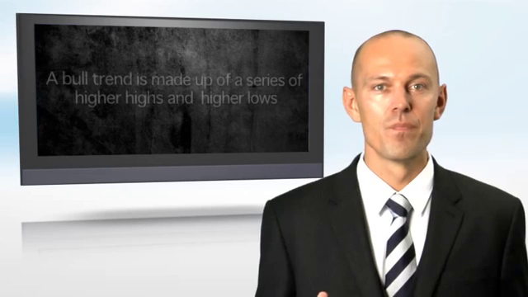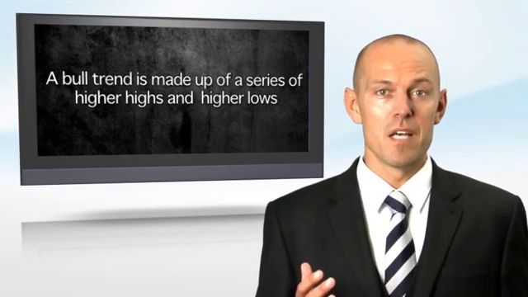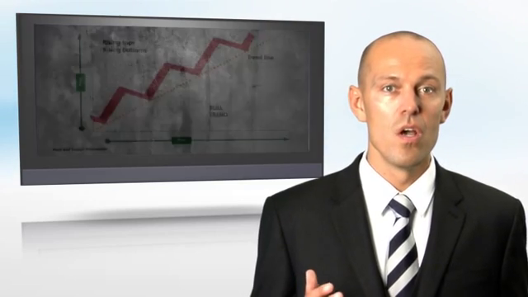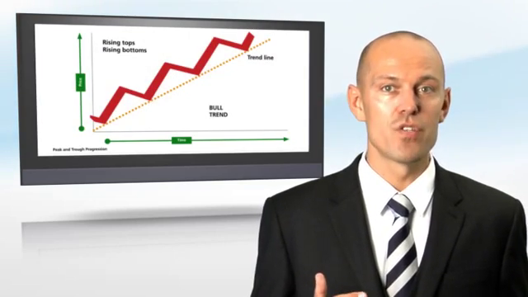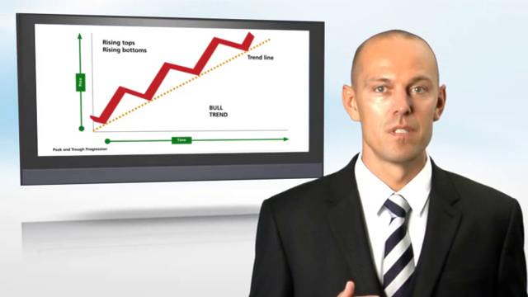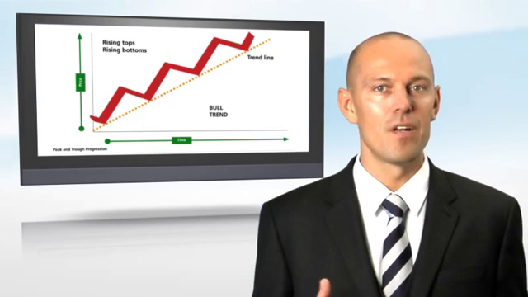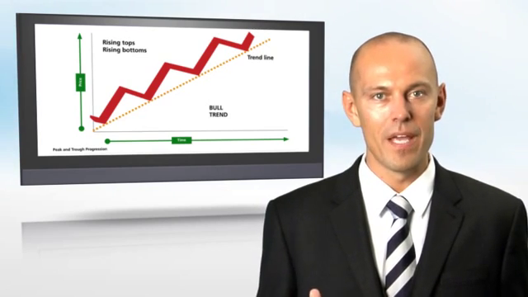Although Dow theory was concerned with the overall interaction between different indices and attempted to gauge the health of the business environment, his work on technical analysis is still applied to any chart in any time frame. A bull trend is made up of a series of higher highs and higher lows. On the chart, this is referred to as rising tops and rising bottoms. It doesn't matter if this is on a 1-minute chart or a 5-minute chart or on a daily chart or whatever time frame you're looking at.